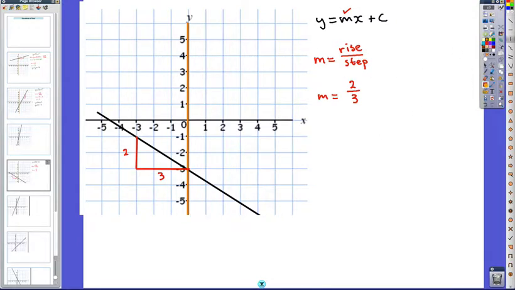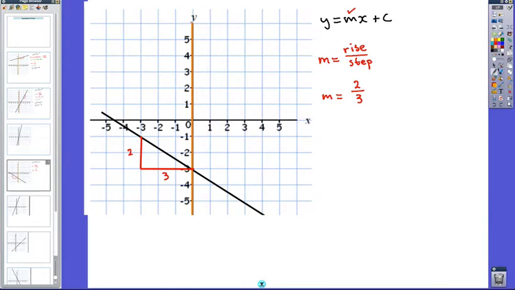Here's our y-axis. And where does our line cross the y-axis? It's at this point. Now it's covered here, but this point here is -3, so c is -3, and we just worked out the intercept.